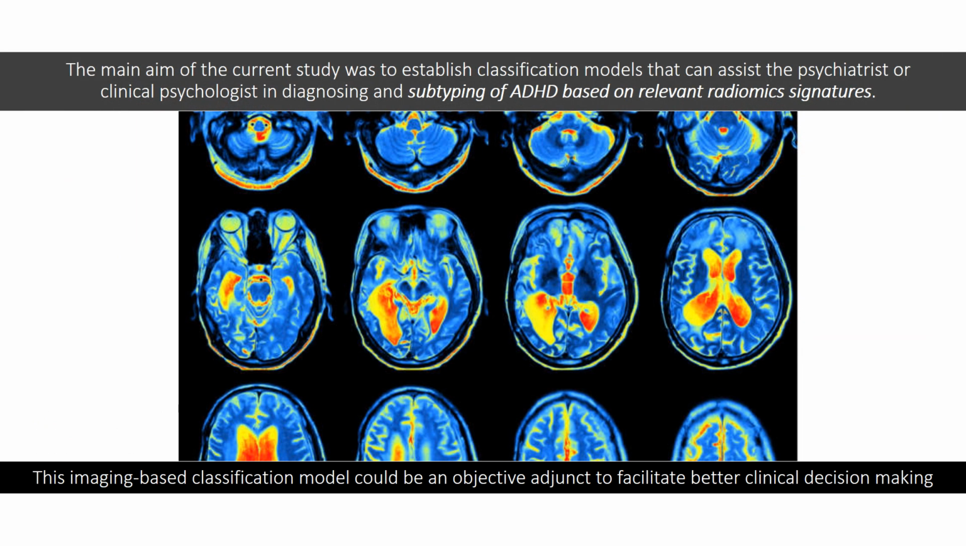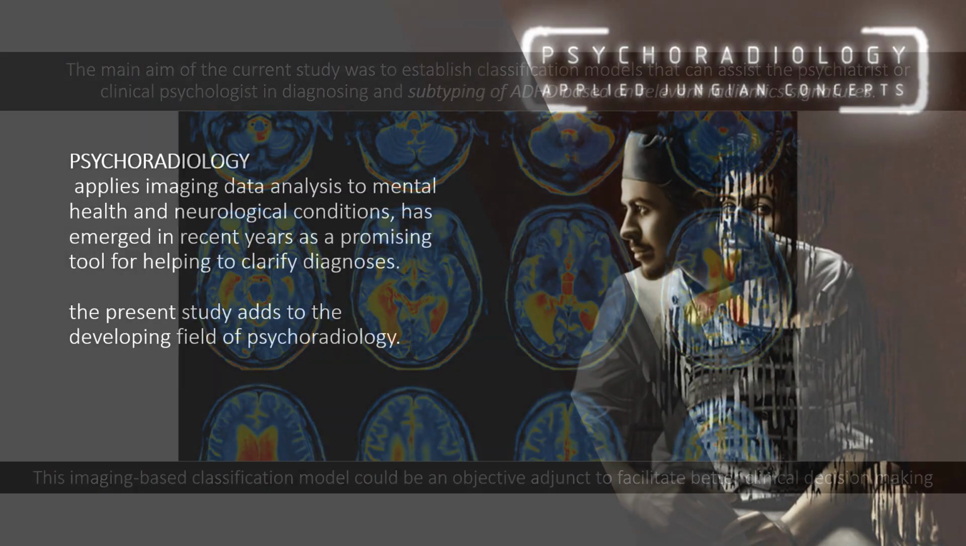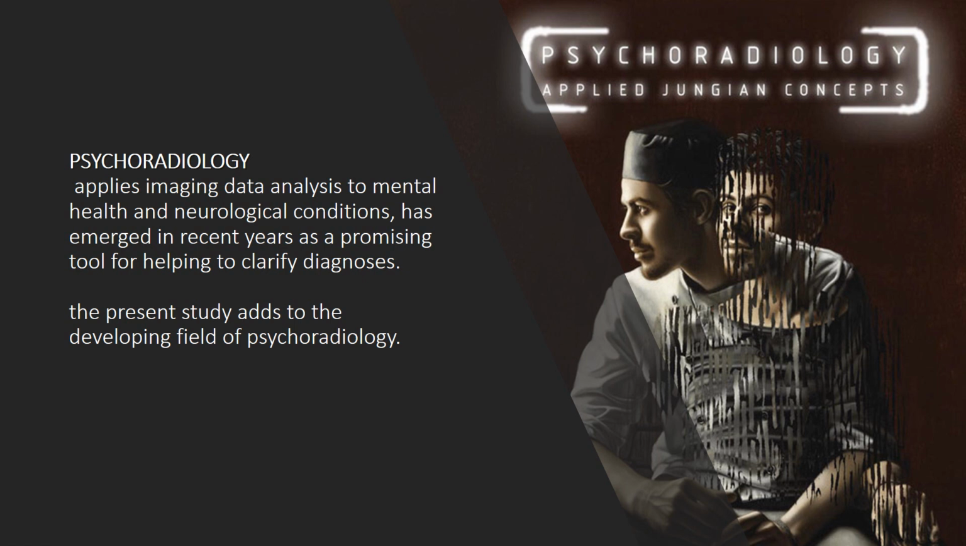The main aim of the current study was to establish classification models that can assist the psychiatrist or clinical psychologist in diagnosing and subtyping of ADHD based on relevant radiomics signatures. This imaging-based classification model could be an objective adjunct to facilitate better clinical decision-making. Psychoradiology, which applies imaging data analysis to mental health and neurological conditions, has emerged in recent years as a promising tool for helping to clarify diagnoses. The present study adds to the developing field of psychoradiology.